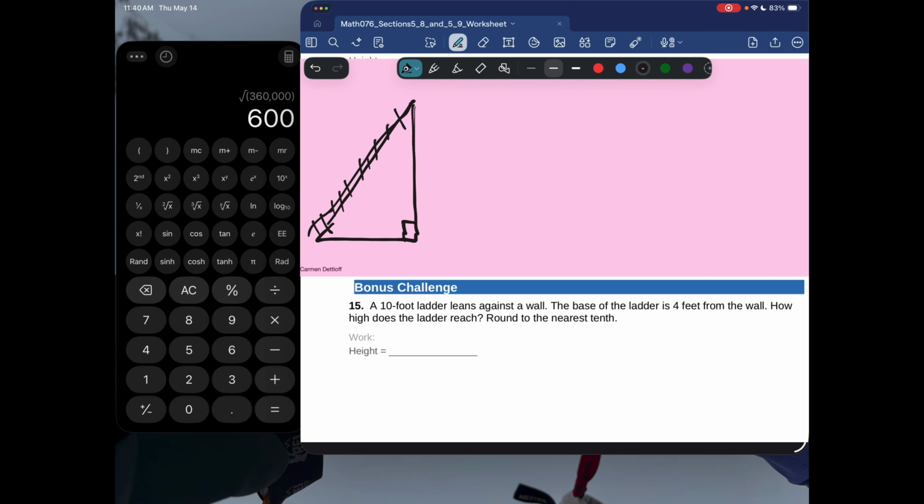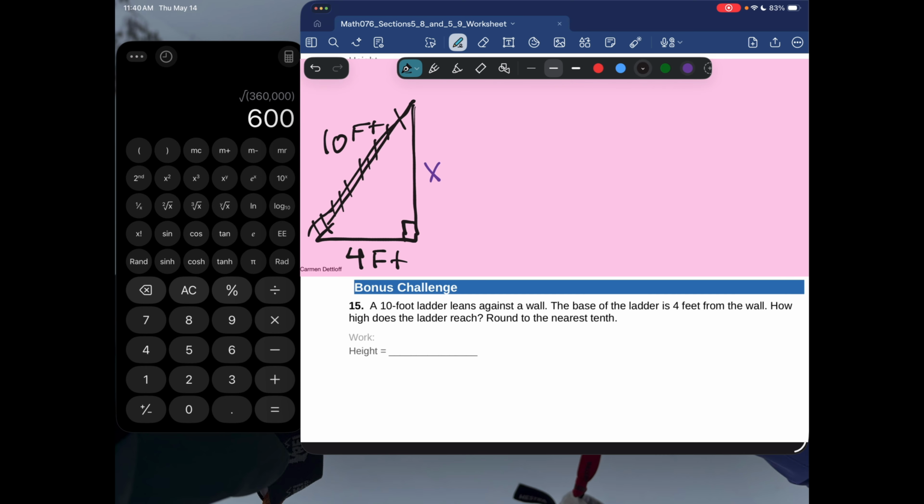Okay, and then let's label what we do have. The ladder is 10 feet, a 10-foot ladder. And then the base of the ladder is 4 feet from the wall. So I'm going to put 4 feet down here. And then what am I trying to solve for? It says, how high does it reach? So I'm solving for x. That's what I'm trying to solve for, okay?